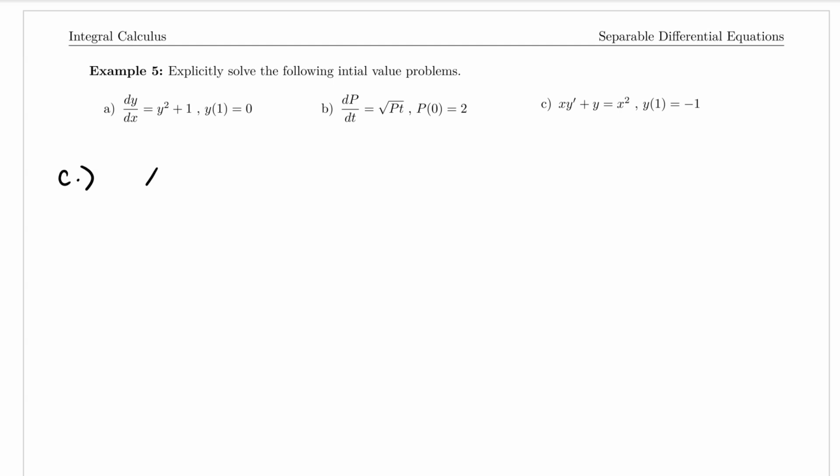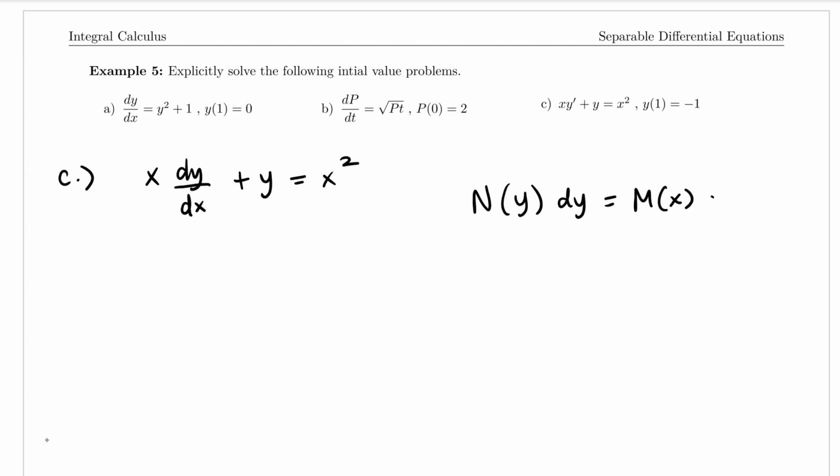All right, for part C, we have x times y prime, which I'm going to replace with dy dx, plus y equals x squared. So I'd like you to take a moment and think about what do we do here and how do we go about solving this. So go ahead and take a minute to pause the video and think about how we could rewrite this. It turns out that this is not an example of a separable differential equation because we cannot get it into the form n of y dy equals m of x dx.